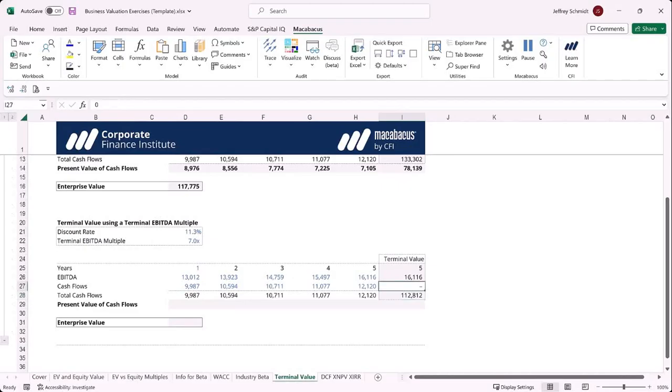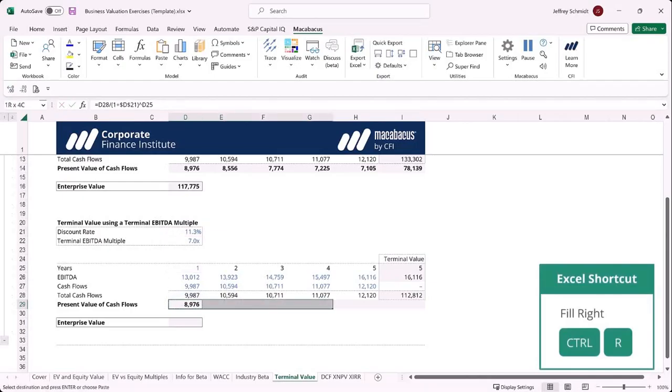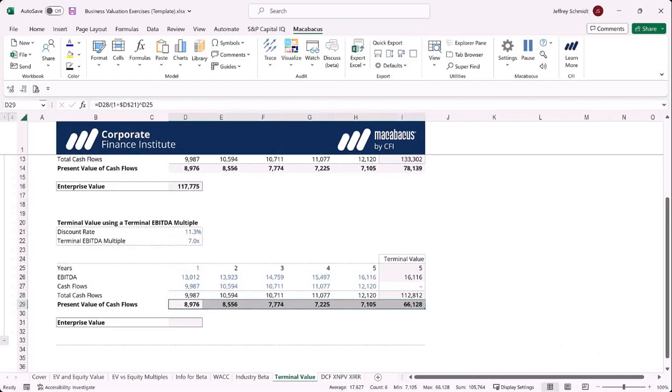Again, note there are no cash flows associated with this because the cash flows are already being accounted for in year 5. So we don't need to fill out anything there. Now we can simply present value the cash flows just like before. Divide by 1 plus our discount rate, raise it to the years in which these cash flows will be received, copy it forward, and then sum all the present value of all of those cash flows. And we have yet another enterprise value, in this case, $105,764.